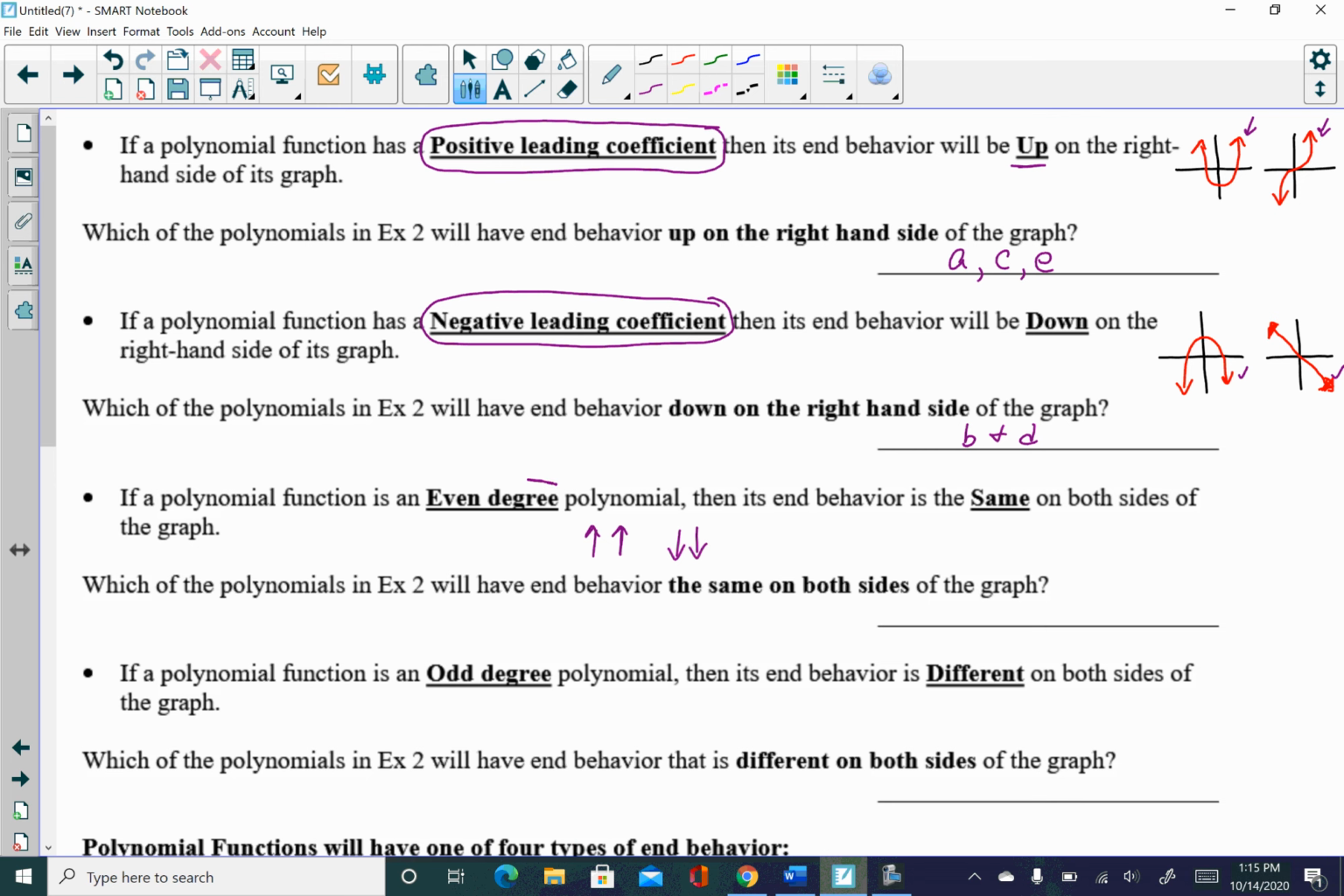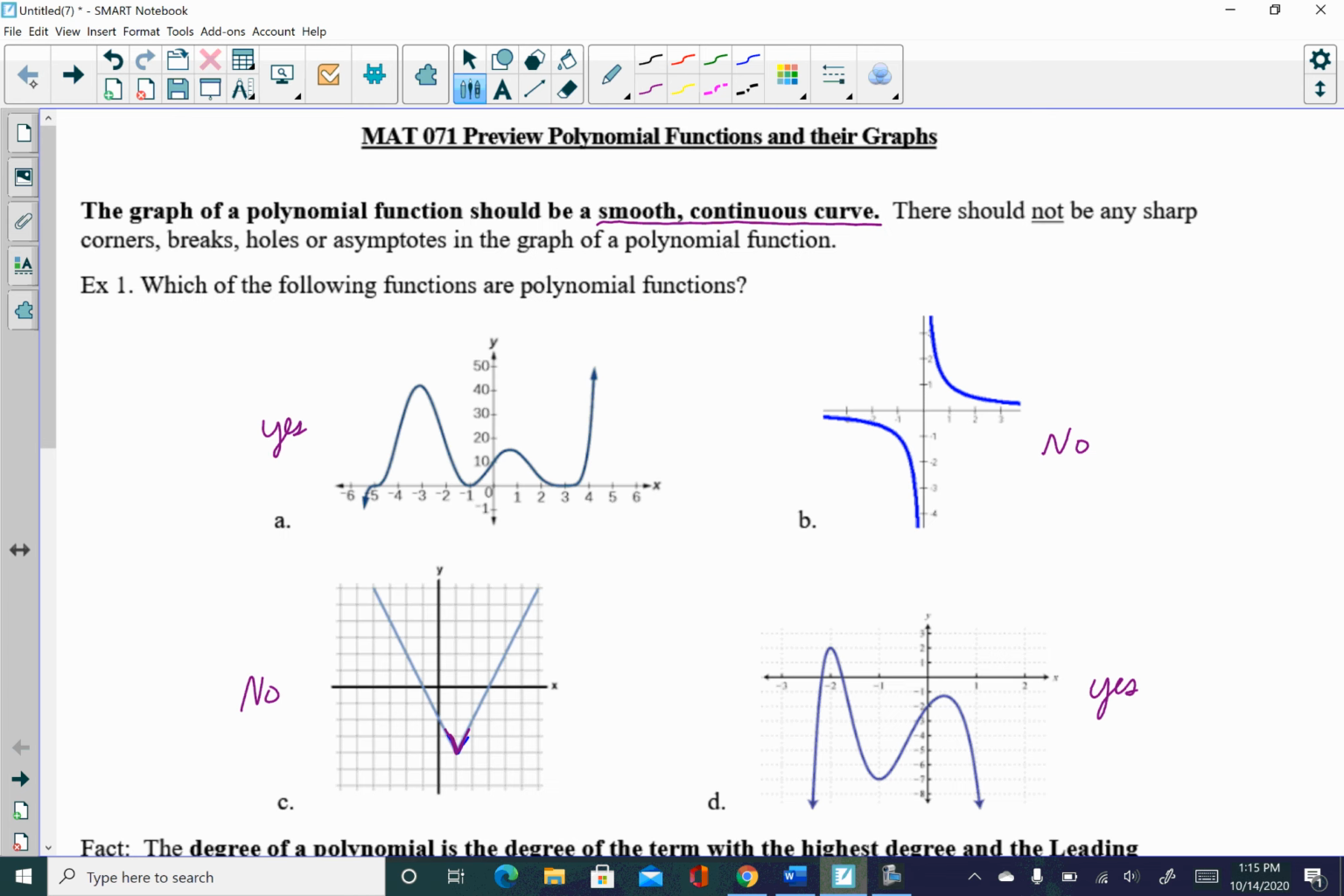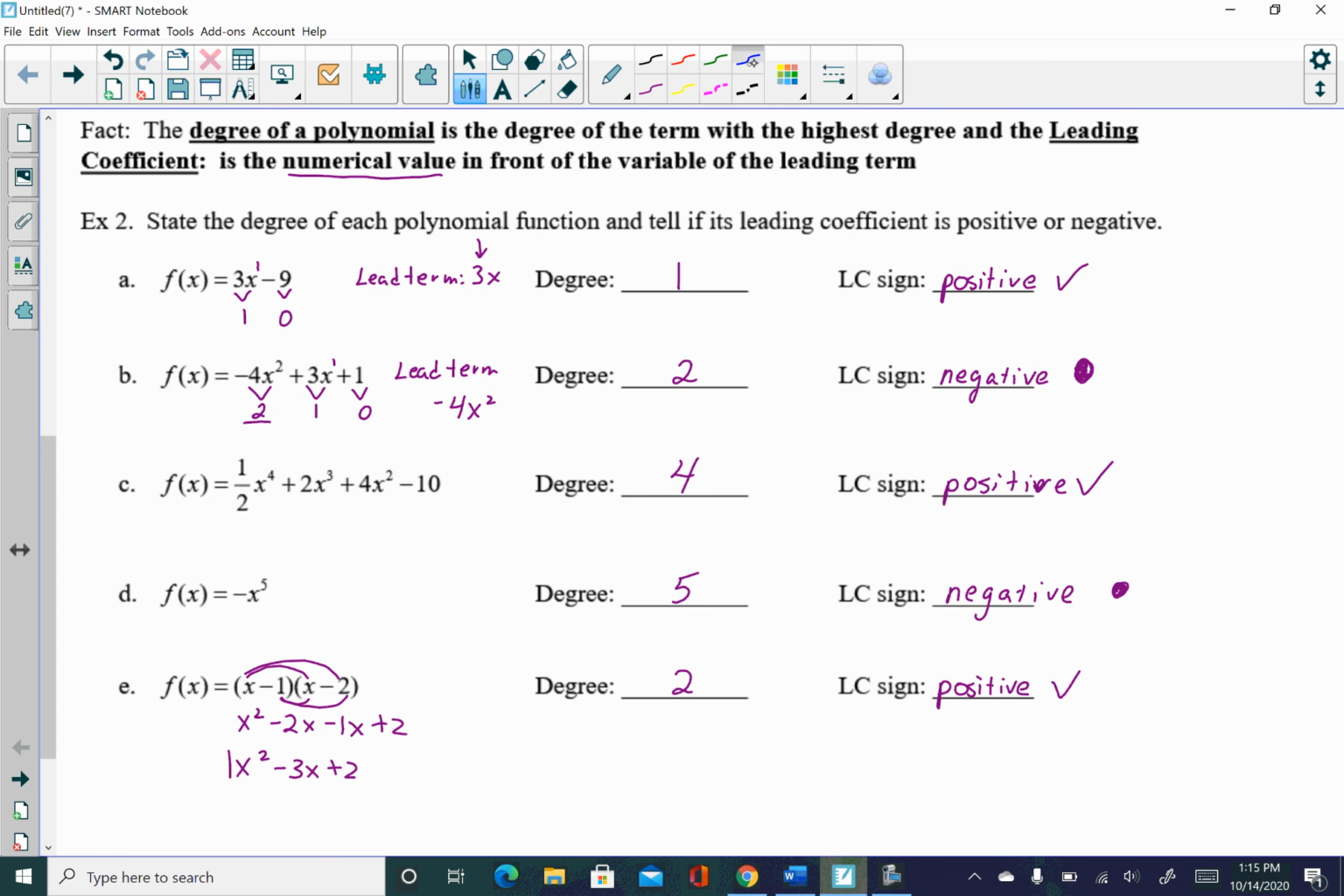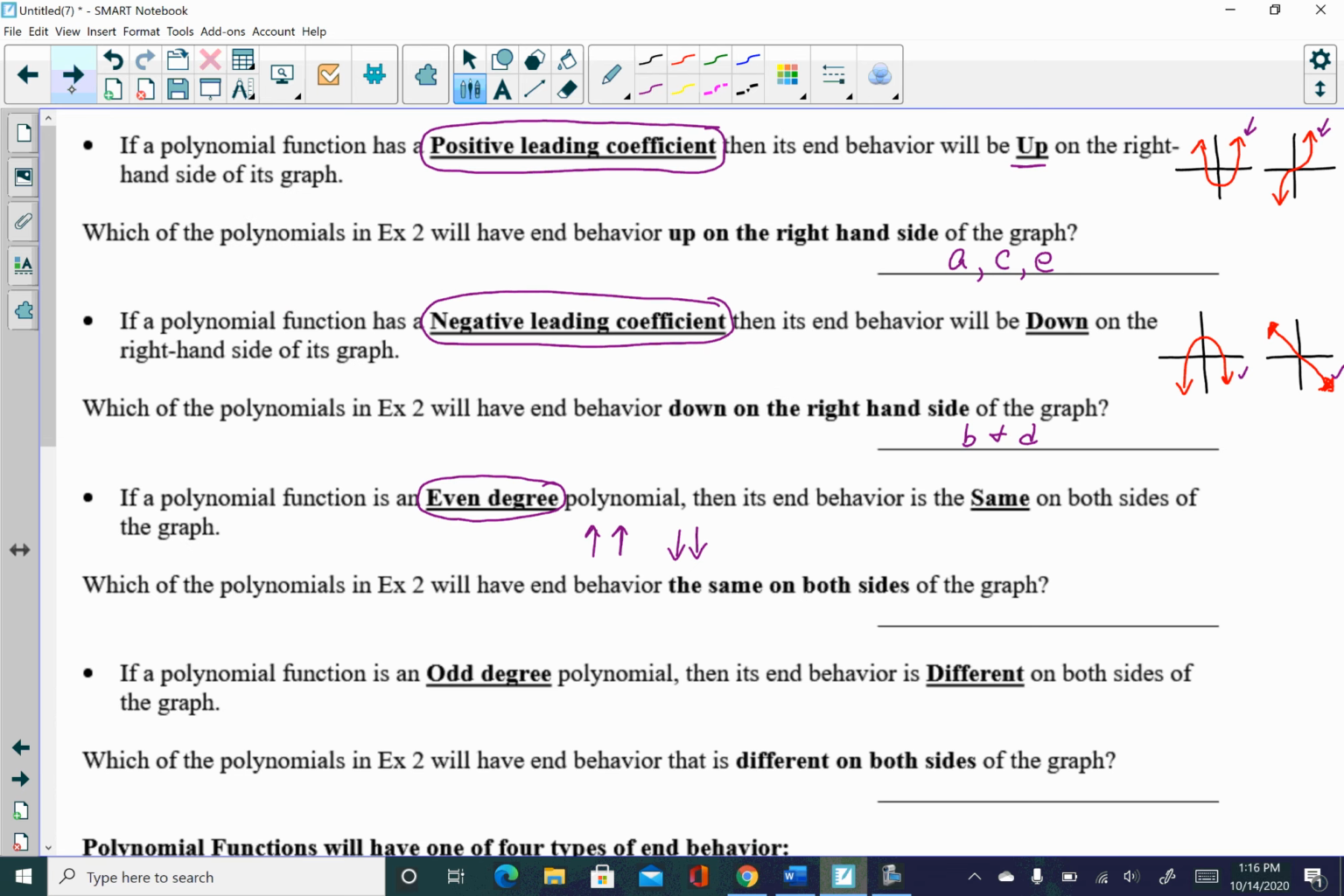So we want to go back and look at our even degrees now. Which of our polynomials would have the same end behavior? If we go back and look at our even degrees, let me use a different color so I can keep this a little different. My even degrees were here in letter B, letter C, and letter E. Those are the ones that have even degrees. So since they have even degrees, we can say that they are going to have the same end behavior. So we would say here B, C, and E.